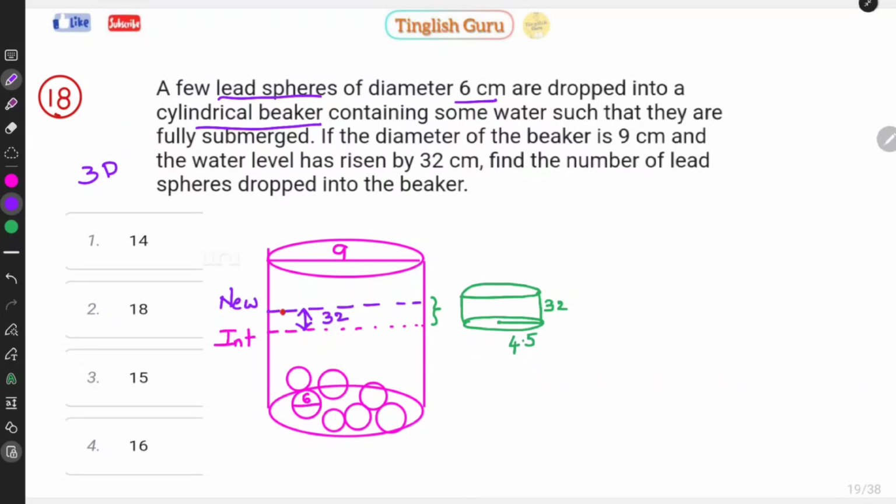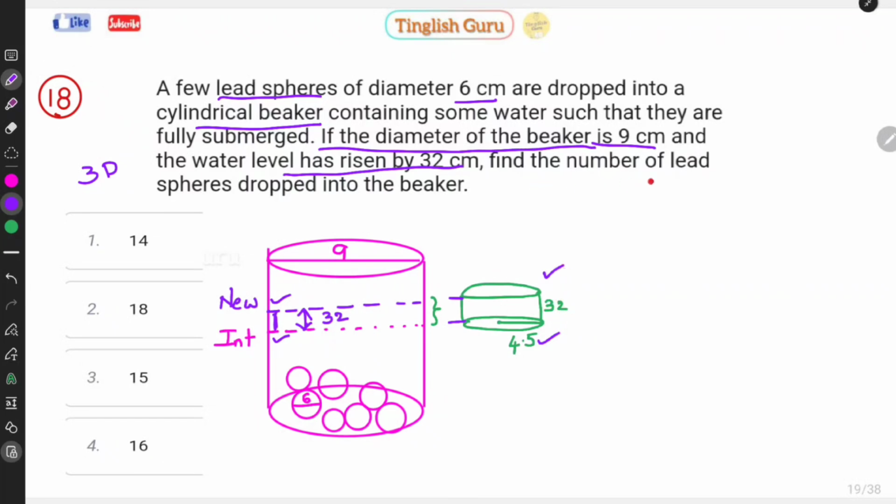If you observe, this will form a cylinder like this. See, this much width of cylinder, that is the height, and the base radius of the pink color big cylinder is given. See, diameter of the beaker is 9, so radius will be 4.5 and the water level risen is 32 centimeters. Initially the water level is at the pink line, and after dropping these spheres the water level came to the blue line. So this difference, the raised value, is 32. So the height of the new green cylinder-like structure will be 32.